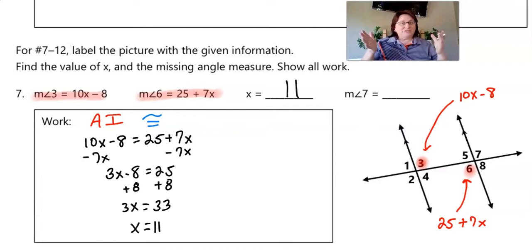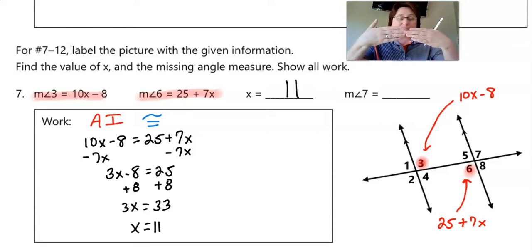All right, how'd you guys do? Okay, so look at my work, compare it with your work, see how you did, okay? So if you need to rewrite it out, go ahead and rewrite it out, but x should be 11 because if our angles are congruent, then we set the measurements equal to each other. Okay, so there's our x.